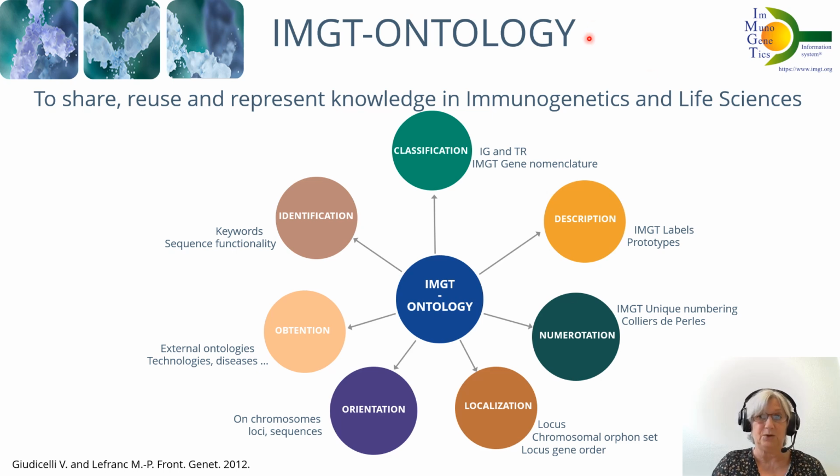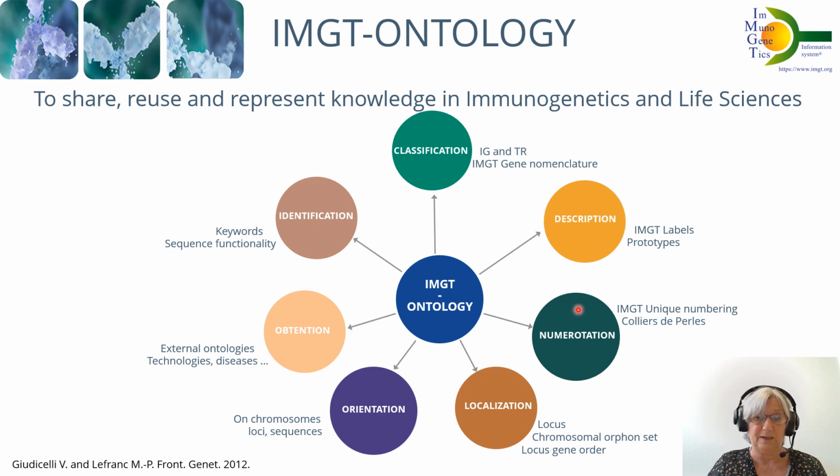I will review the basic concepts of IMGT ontology, the first ontology in the field of immunogenetics, and the IMGT standards. We will see examples of identification concepts with standardized keywords used in IMGT databases and tools, and in particular with the terms dedicated to the evaluation of functionality. The classification concepts are fundamental for the setting of the IMGT gene nomenclature. The description concept with the IMGT labels allows describing any motif of biological interest in sequences and structures.